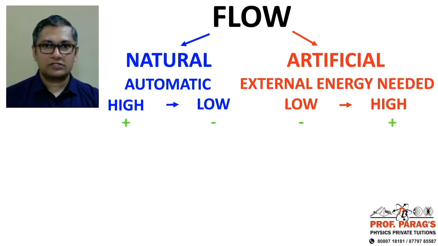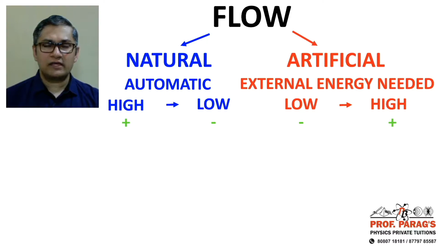Just to revise a little bit in detail, we have two types of flows, natural flow and artificial flow. Natural flow is always from high to low, artificial flow is always from low to high. Natural flow is automatic, it happens on its own, and for artificial flow some external energy has to be given, otherwise this flow is not going to happen.